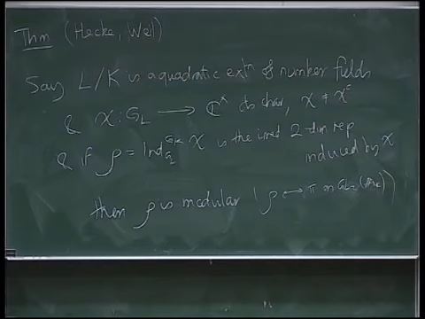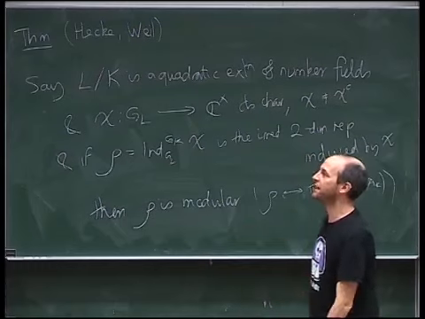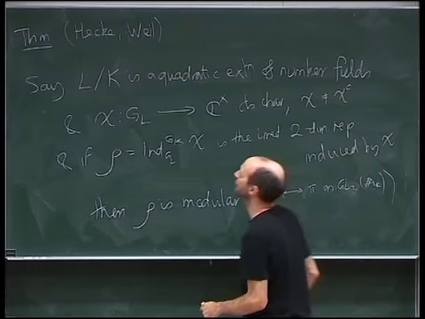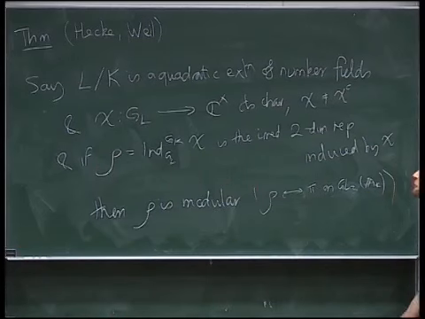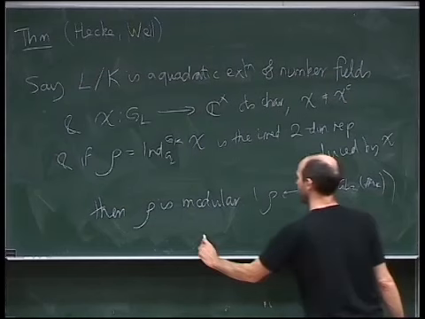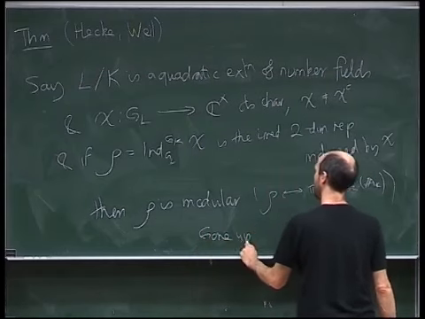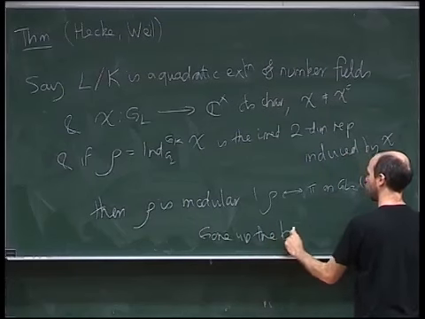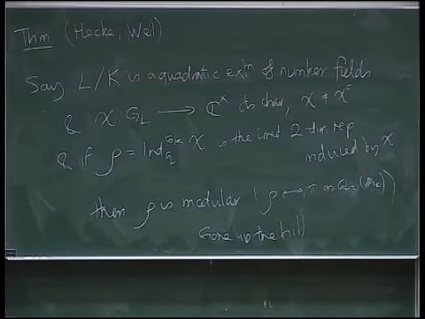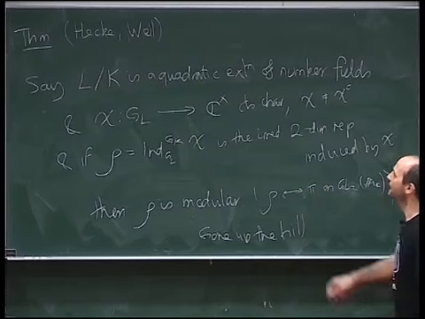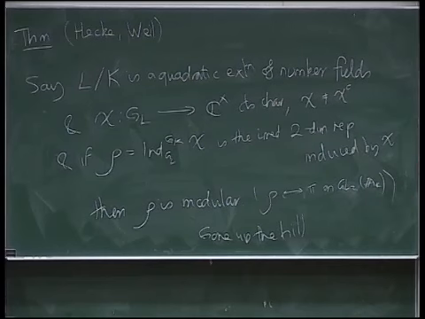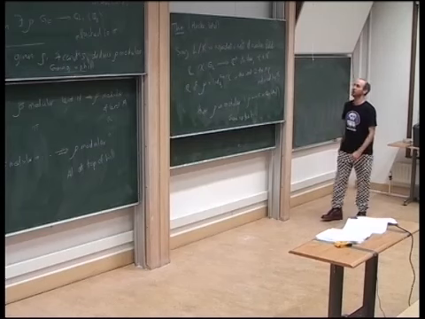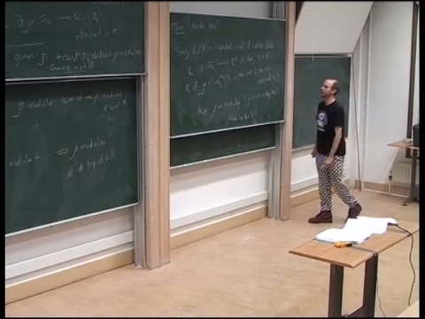So what I'm trying to stress is that this result is of a very different nature, because I didn't have modularity as an input, and I've got modularity as an output. So that's gone up the hill. And there are other clues that it's of a very different nature to these results over here. I didn't assume that rho was odd, and I didn't assume that K was a totally real field. So the machinery you used to do it wasn't algebraic geometry.